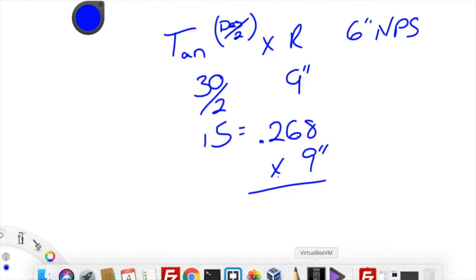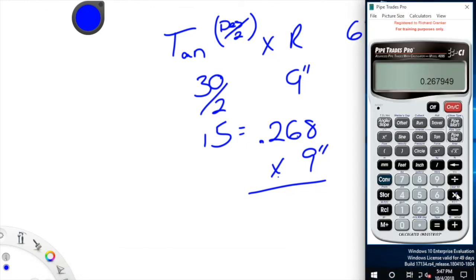So I'm going to take this calculator, I'm going to multiply that number right there by 9 inches. 2 7/16. Again, that's the exact same takeoff we arrived at earlier. And that's all there is to it. I hope this helps.